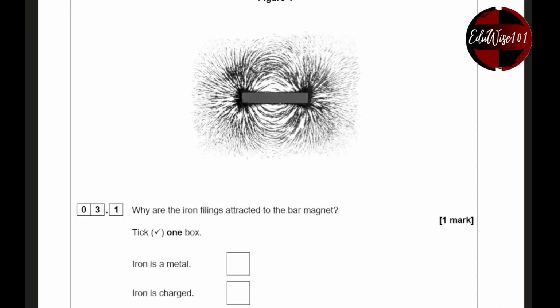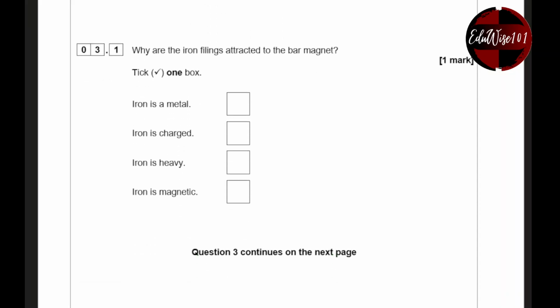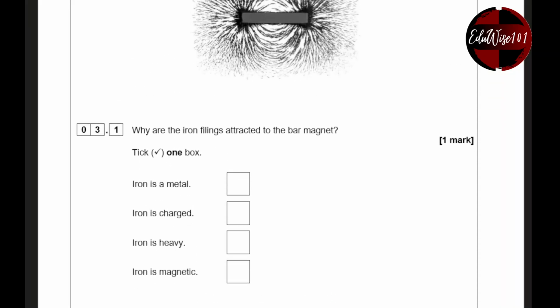So you can see there's a bar magnet in the middle surrounded by iron filings. Now they haven't shown you the poles of the magnet, the North Pole and the South Pole, which doesn't matter for this question. So why are the iron filings attracted to the bar magnet? Iron is a metal. Well, if you use aluminium, it's not going to be attracted to the bar magnet. Like copper, gold, aluminium, lead, none of the other metals would actually attract. It's a couple of metals that are going to be attracted, mainly iron.